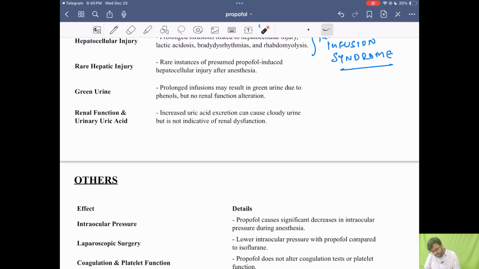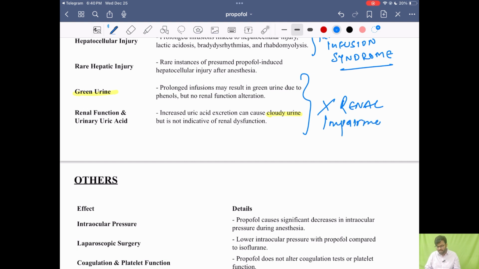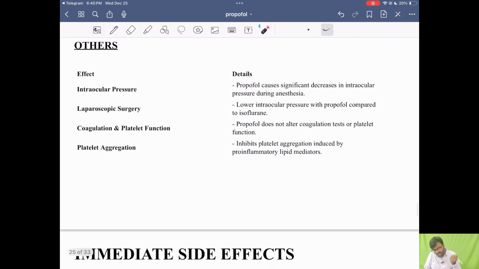This is green urine, and what the uric acid excretion can cause is cloudy urine. But in both situations there is no renal impairment. Further, we are just going to discuss the IOPs.